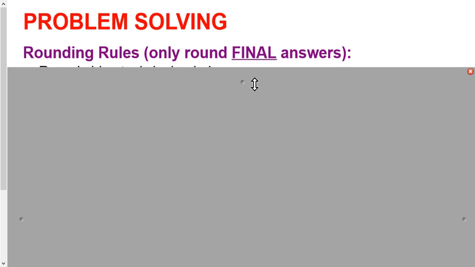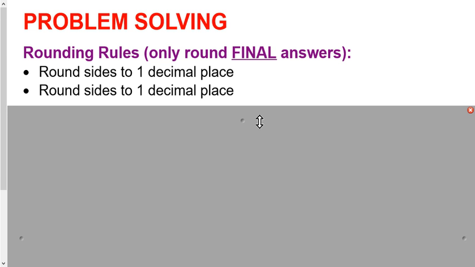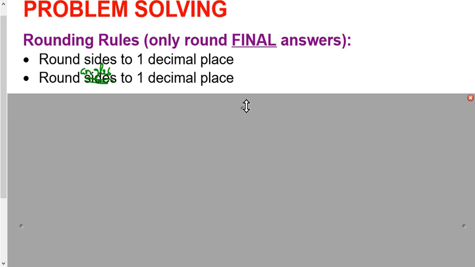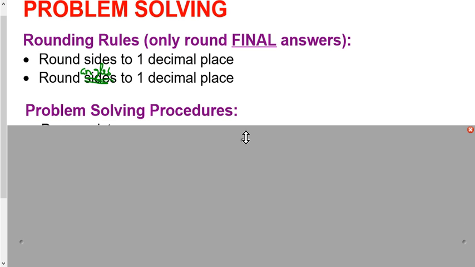Okay, we're going to start by looking at our rounding rules. So we're going to round sides and angles. Oh, I wrote sides twice, but it should say sides and angles. Round both of them to 1 decimal place in your final answers, but only round your final answers. Don't round too early, or you can throw your answers off.